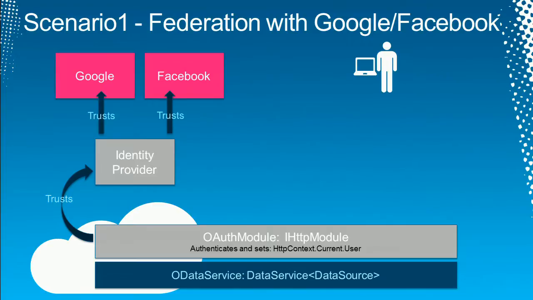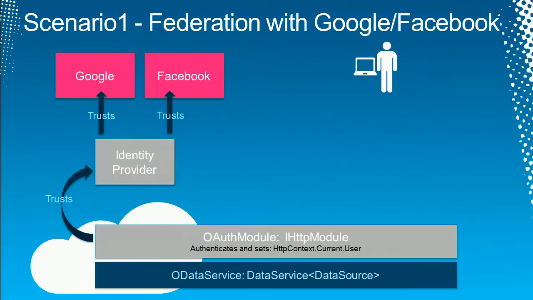The identity provider can be internal or external, but it needs to trust these other identity providers like Google and Facebook. Okay? The best way to do this today is using AppFabric Access Control Services, because it makes it incredibly easy to set up these kinds of relationships with Google, Yahoo, Facebook, and Live ID.